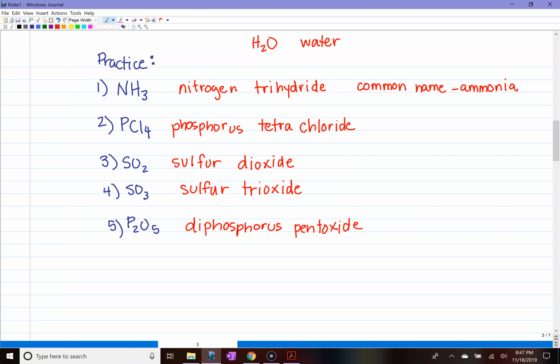Number 3, SO2. 1 sulfur, 2 oxygens. So this would be sulfur dioxide. Number 4, SO3. 1 sulfur, 3 oxygens. That would be sulfur trioxide. And number 5, P2O5, would become diphosphorus pentoxide. Remember, drop that vowel on the prefix if you have oxygen.